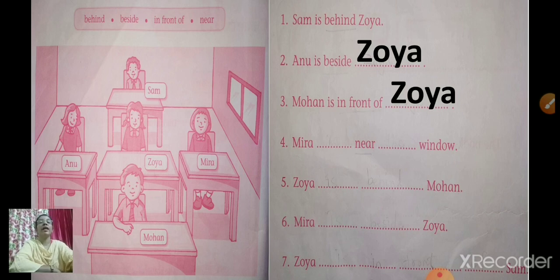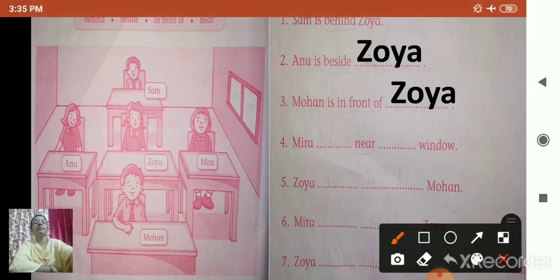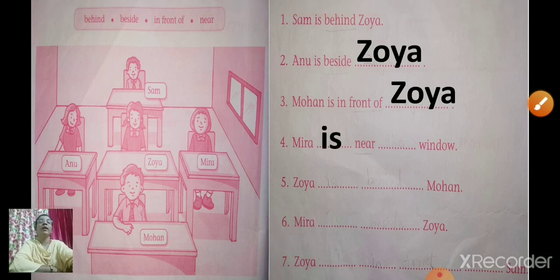Next. Number 4. Meera, near, window. Can you see Meera? Yes. So where is Meera sitting? She is near the window. She is sitting near the window. So let us see the answer. Meera is near the window.